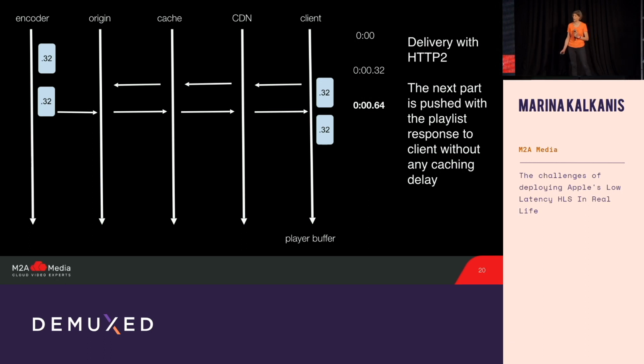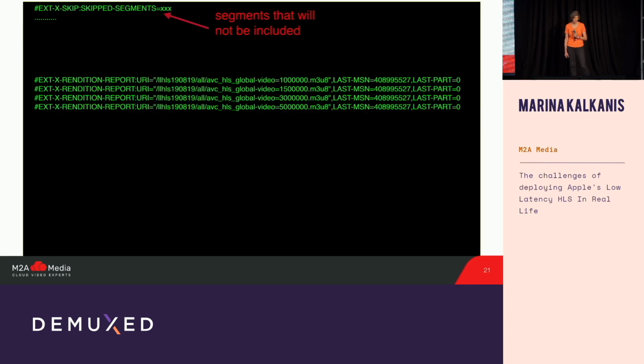But you've got rid of a lot of that caching delay now between the client and the encoder. So from my perspective, from what we've seen, the HTTP push is really the key thing that makes low latency HLS work. We really see that actually does get us down to the kinds of latency that we're looking for for a sports event. But there are a couple other things that you need to do as well.